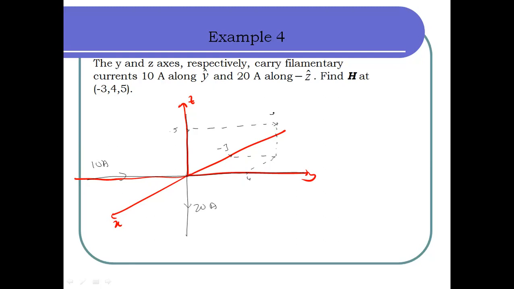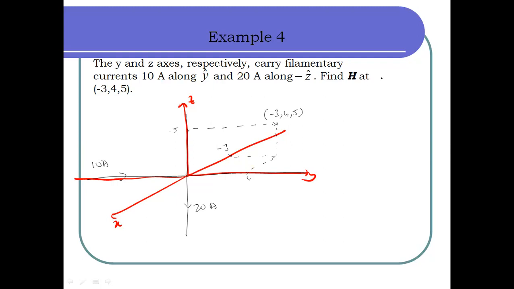Okay, so that should be negative 3, 4, and 5. So we need to find the H field at this position, yeah? In this particular case, we are given two filament currents of 10 ampere along Y and 20 ampere along negative Z. But we are not given any information about the length of this filament current. So what we can do is assume that the length is infinite.